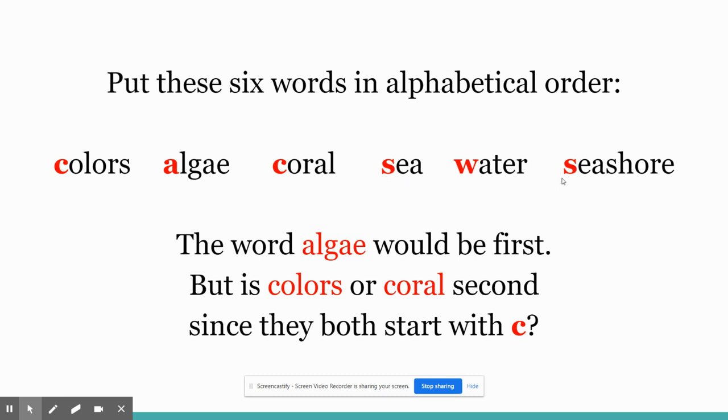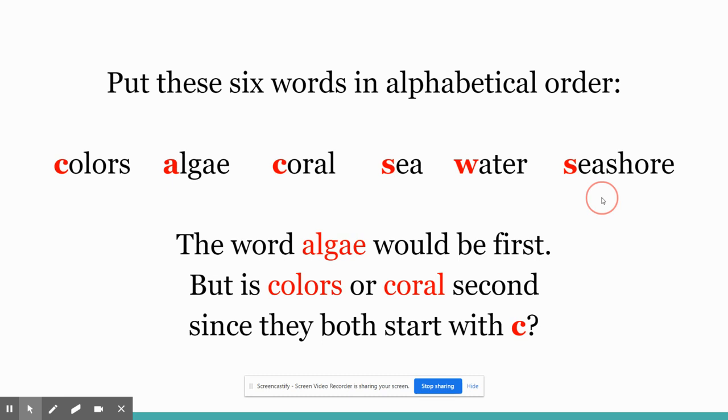Oh, scholars, we have 2 S words, sea and seashore. So, because they both start with S, we're going to move to the second letter. Here we have SE. Oh, here we have SE. So we're going to have to move to the third letter in this pair as well. Third letter, SEA. Third letter, SEA. Oh my goodness. They're the same so far for the first 3 letters.